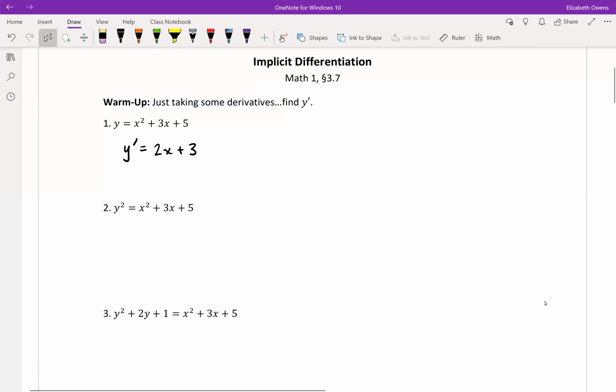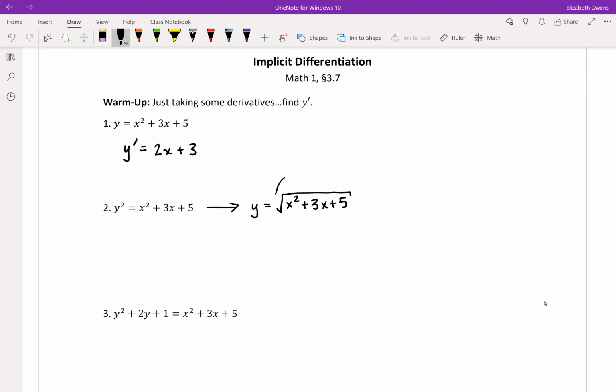Then our next one, we shift a little something here. We just change the exponent on y. And so it's y squared equals x squared plus 3x plus 5. And right now we might not have much of a strategy for this per se, except maybe we would try to solve this for y so we could take the derivative, perhaps by square rooting both sides. You could get y equals the square root of x squared plus 3x plus 5.